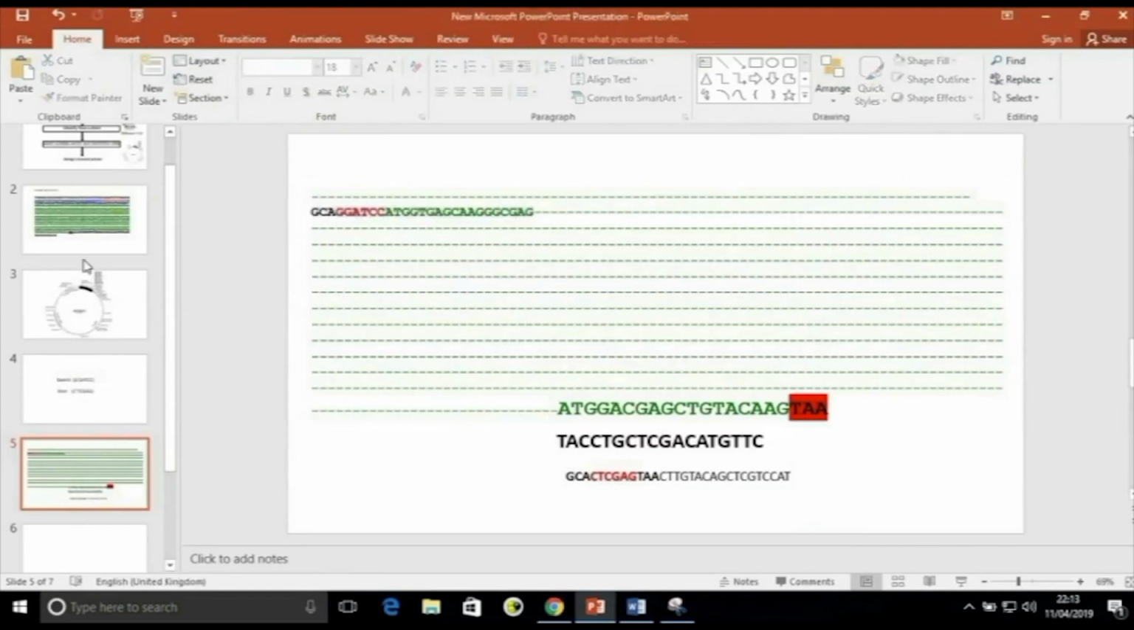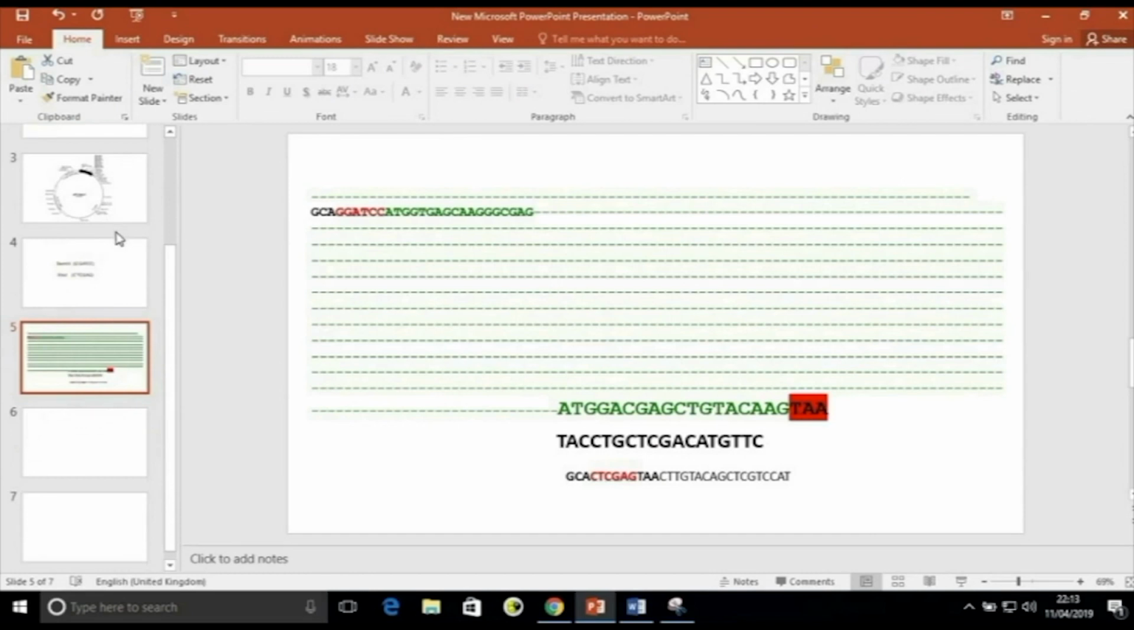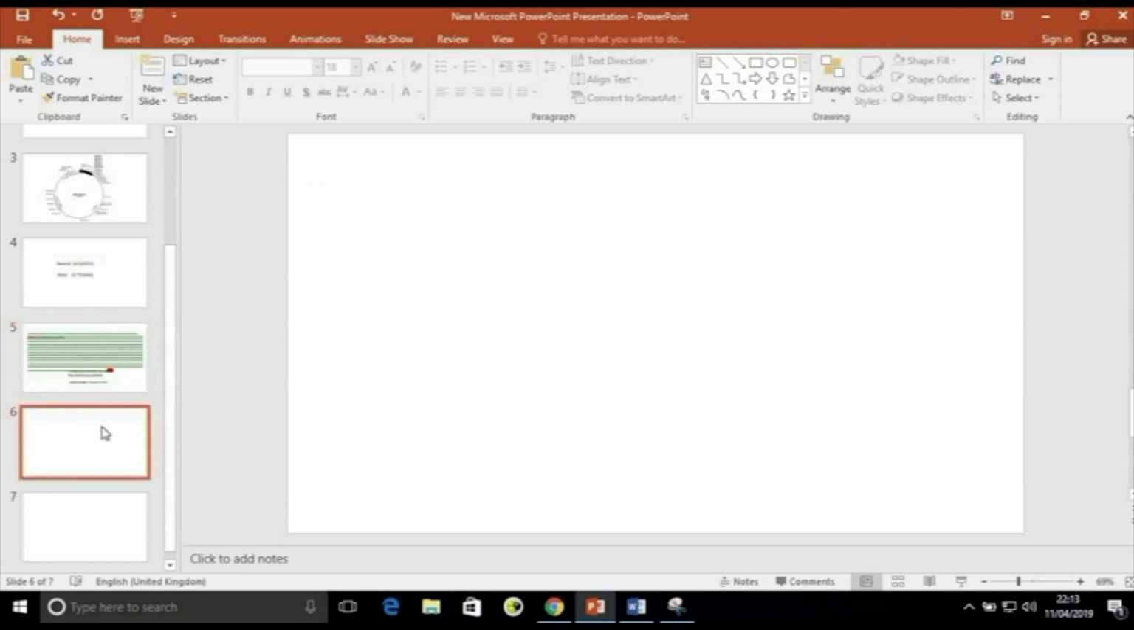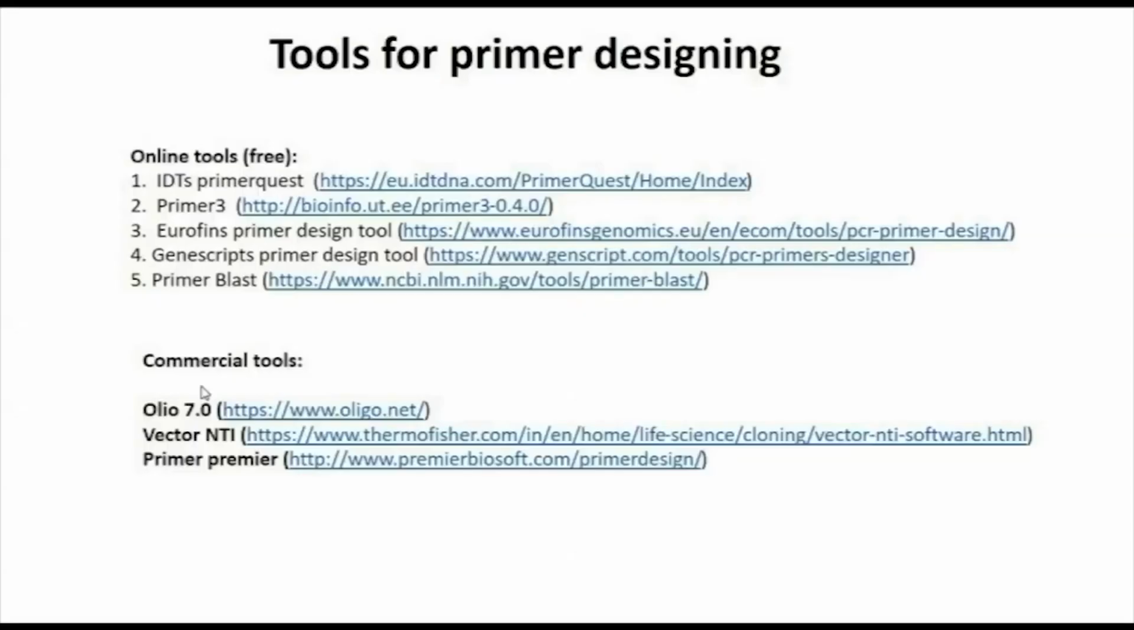This is how we can design the primers and analyze the primers. We have done all these processes for designing forward and reverse primers, but instead of doing it manually, we can do it online. We just have to submit the sequence and it will return the forward and reverse primers.